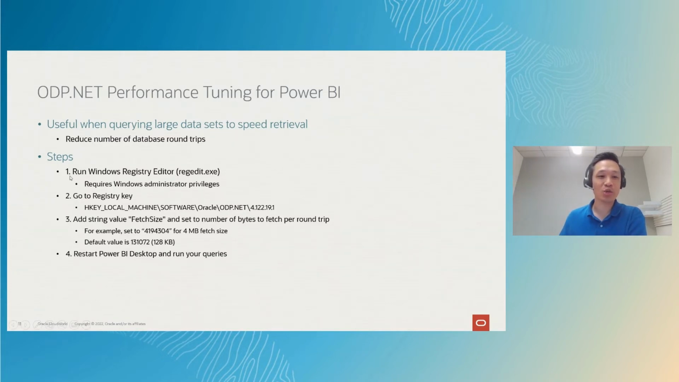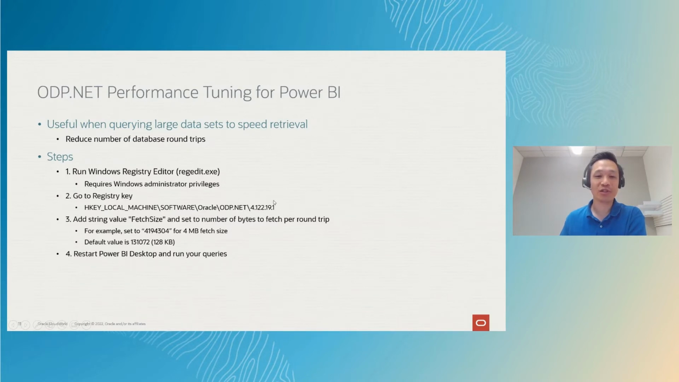First, you want to run your Windows registry editor with Windows administrative privileges. So you run regedit.exe. Then you go to the registry key HKLM, software, Oracle, ODP.NET, and then the version you're using.